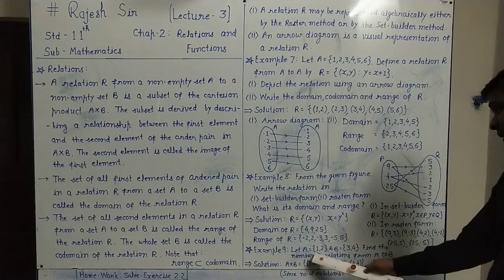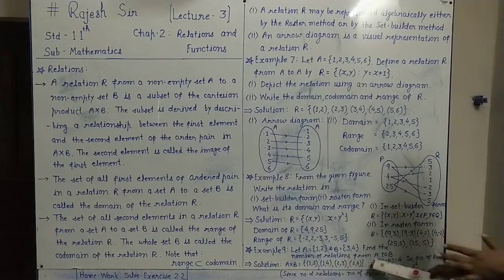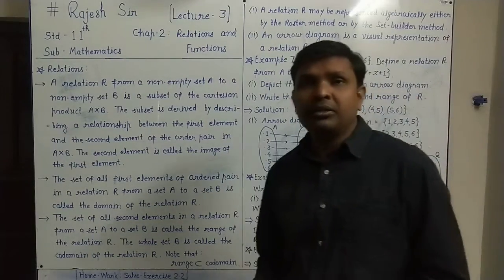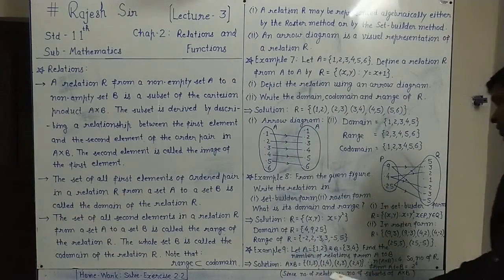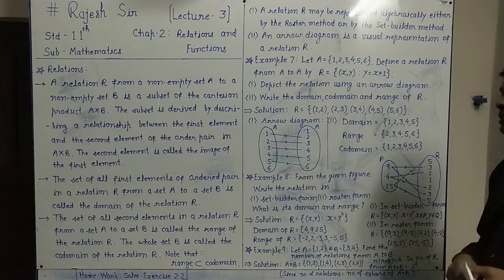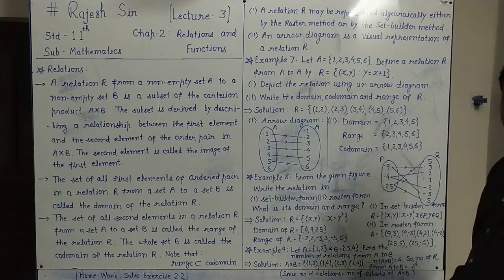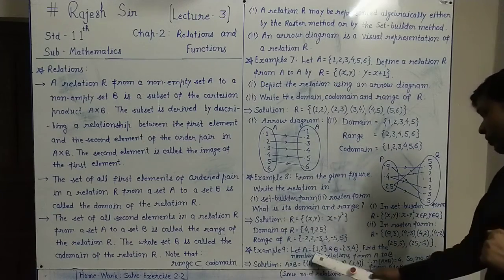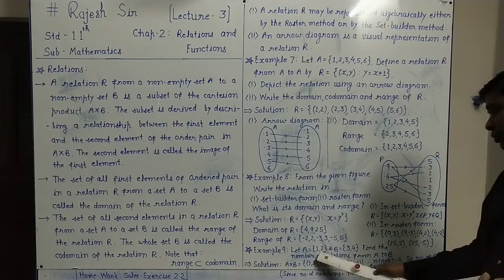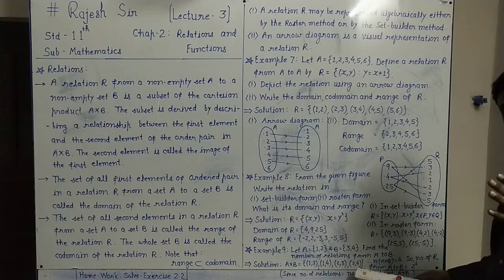To understand more, let A equal to {1, 2}, B equal to {3, 4}. Find the number of relations from A to B. You want to find out how many relations we can make from A to B, right? So in the solution, let's first find A cross B, the Cartesian product of A and B. As we have seen in our first two lectures, to find the Cartesian product we make all possible ordered pairs from A to B. So from 1 we make the pairs (1, 3), (1, 4), and from 2, (2, 3), (2, 4). This way we have obtained all the ordered pairs.